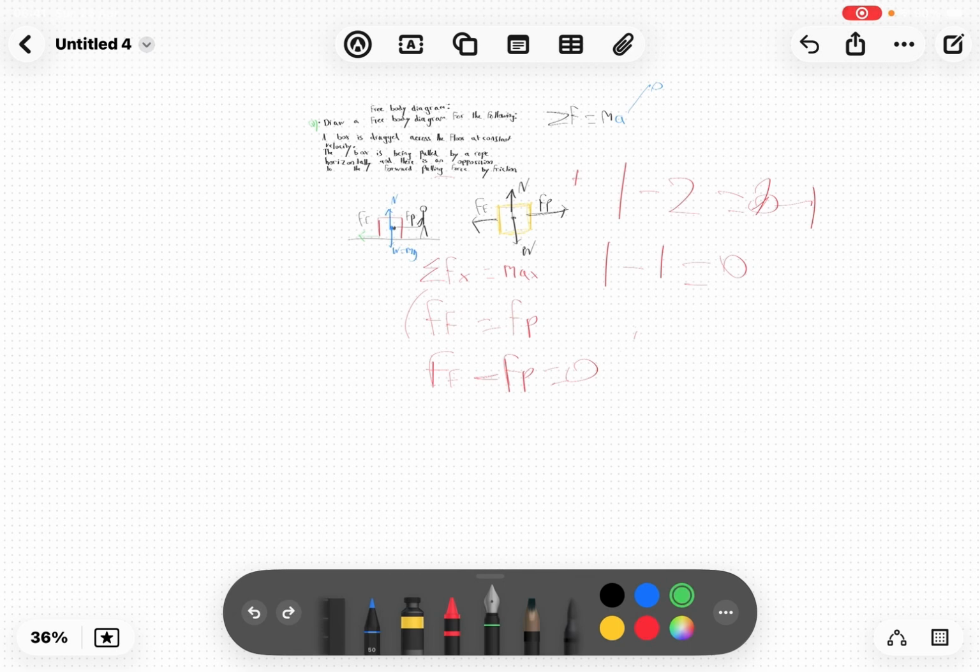And then the vertical. Well, we know that it's on the floor and it's not moving up and down. It's not jumping or whatever. So we're also able to say that, because it's balanced, it's in its balanced moment, the weight take away the normal force is also equal to 0.